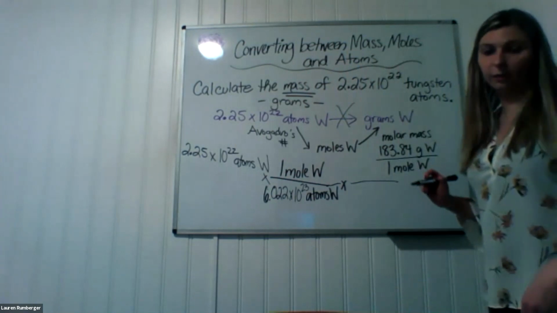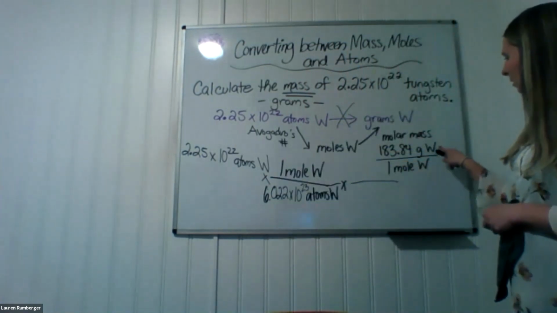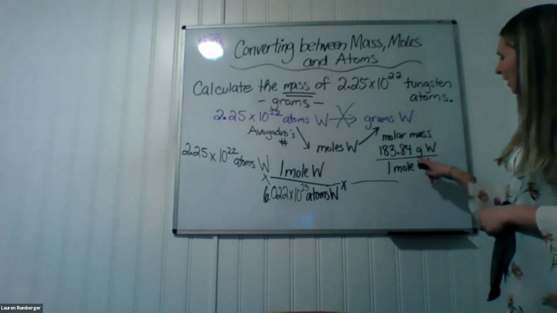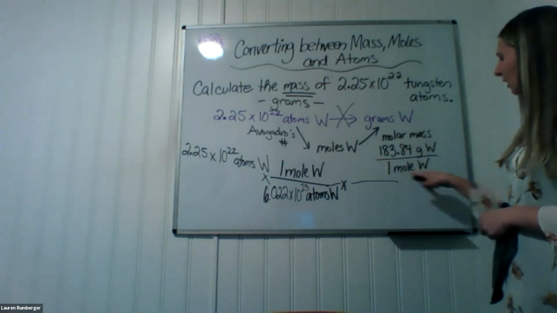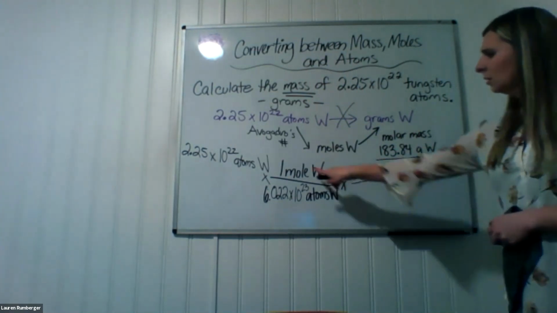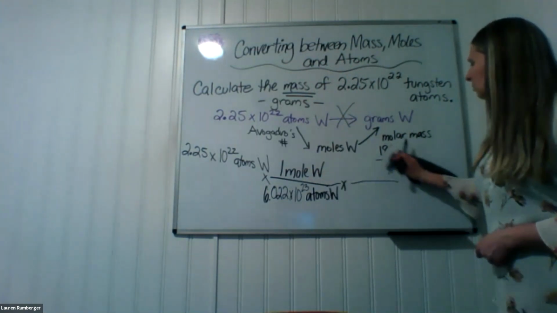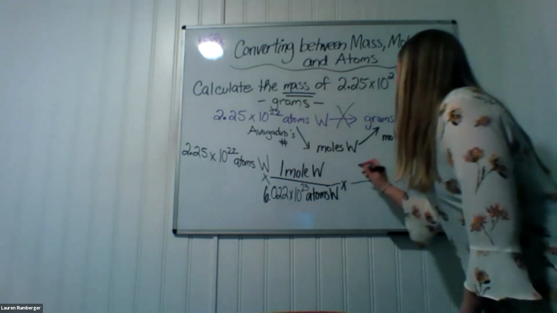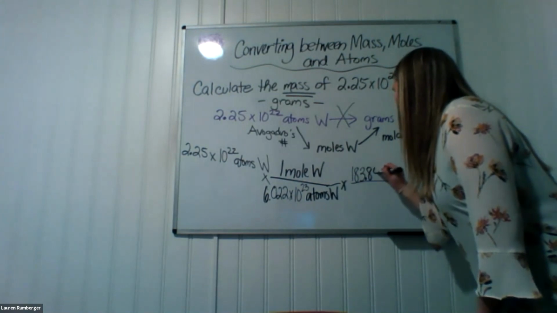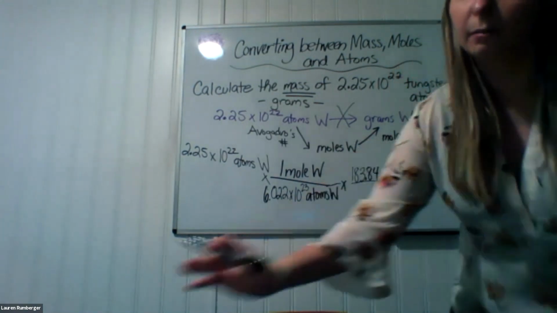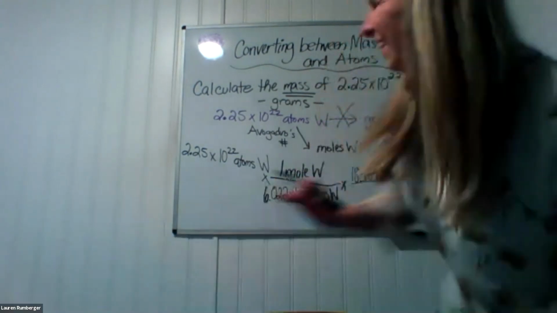And then we're going to multiply it by the molar mass. Here, this is the molar mass we said is 183.84 grams per 1 mole. We're going to keep this conversion factor as is to cancel the moles diagonally. So I'm going to erase this to make my space here.